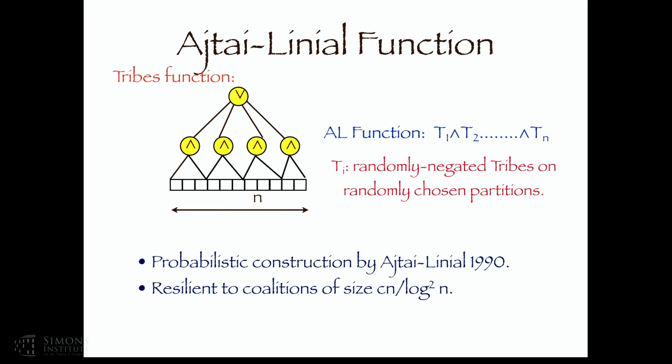So the Ajtai-Linial function takes n random partitions, and corresponding to them looks at the tribes functions that you get. They also randomly negate variables, and then take an AND of all these tribes functions. So it's a probabilistic construction, and that's a problem. And it's also not monotone. But the good thing is that they show there exist functions in this probabilistic space which are resilient to coalitions of size n over log squared n. We need just resilience up to n to the 0.99, but this is even beyond that.